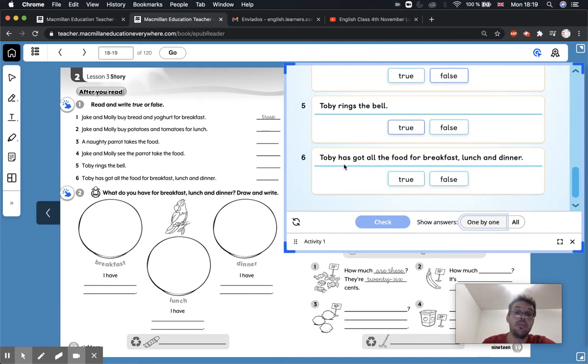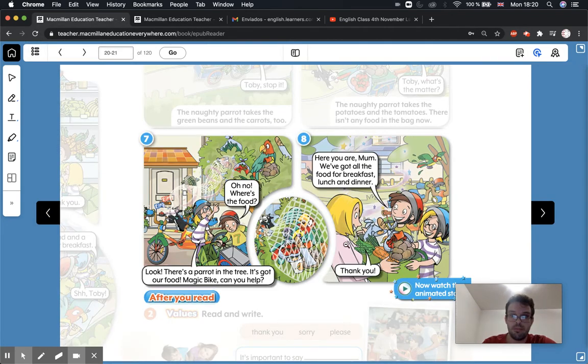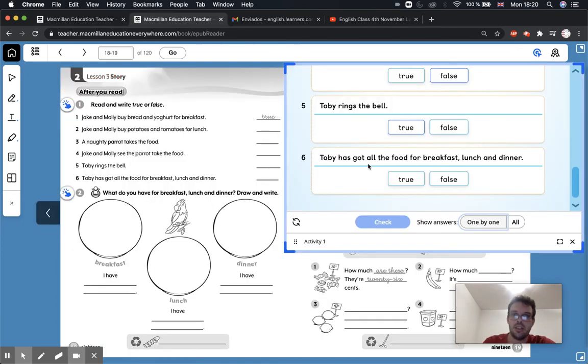Okay, and number 6, Toby has got all the food for breakfast, lunch, and dinner. Toby has got all the food, toda la comida, all the food for breakfast, lunch, and dinner. Is that true or false? Let's have a look. He rings the bell and he gets all of the food here. And it goes into a nice little bag. Yeah. So Toby has got all the food for breakfast, lunch, and dinner.